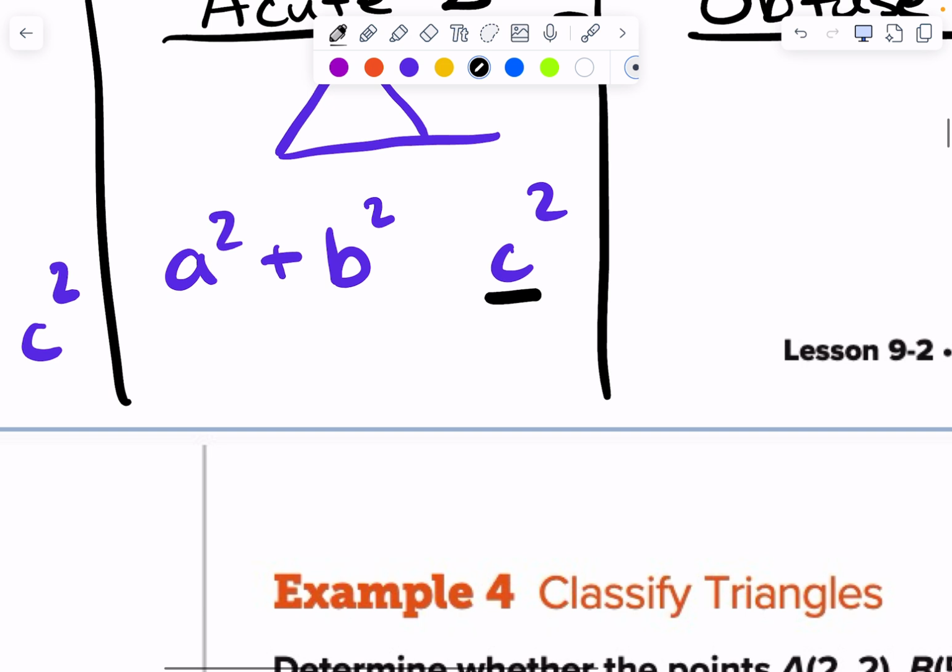Your biggest side is still C, but when we do this, we're saying that C is still a relatively small side. So a squared plus b squared has to be bigger than c squared, because c squared, even though it's your biggest side, is still relatively small.